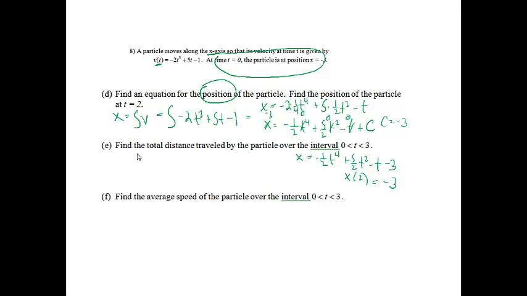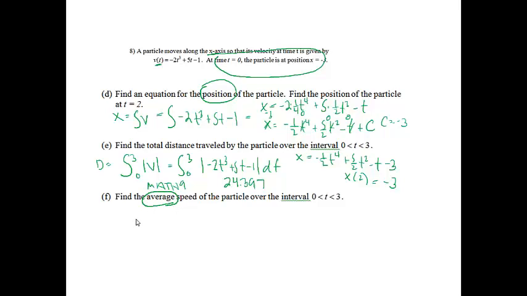Part E, find the total distance traveled by the particle over the interval 0 to 3. We did study this before. The total distance traveled is just equal to the integral from 0 to 3 of the absolute value of the velocity. The velocity was negative 2t cubed plus 5t minus 1 dt. And again, this is on the calculator section, so we can go ahead and use the Math 9 feature of our calculator, and when we do that, we will find the distance traveled as 24.397. Okay, part F, find the average speed of the particle.